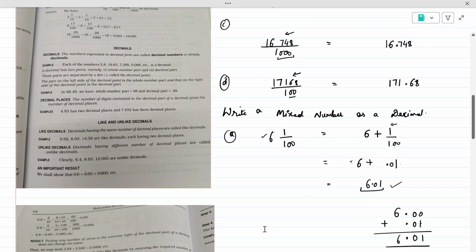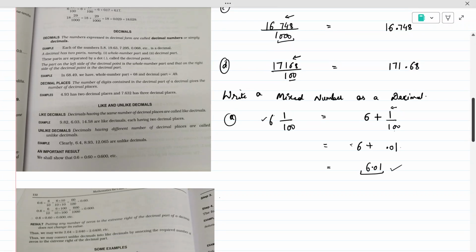Okay, so similarly we may have more numbers. So let's see the other number which we have here. I am just erasing this part only. And next we have, in the given example, 18 29 by 1000. So how can we represent it? Let us first split the whole number and fraction differently. So we have these two things. This is the whole number, this is the fractional part.